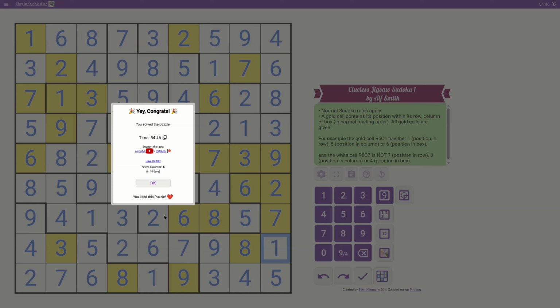I really like the Clueless Sudoku constraint. The jigsaw made it very difficult for me, as you have noticed, but that's part of the fun.